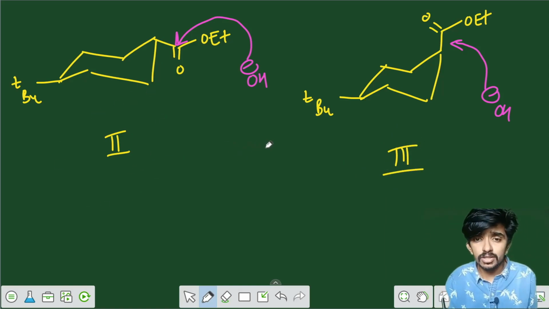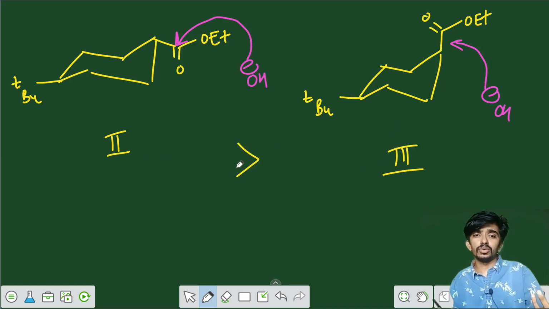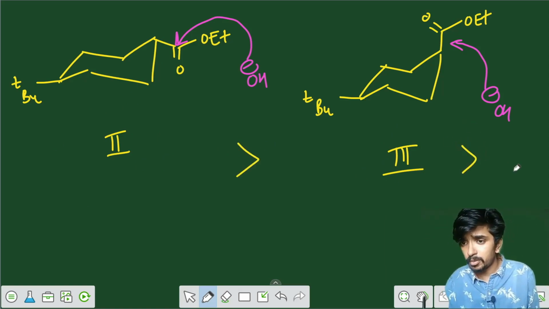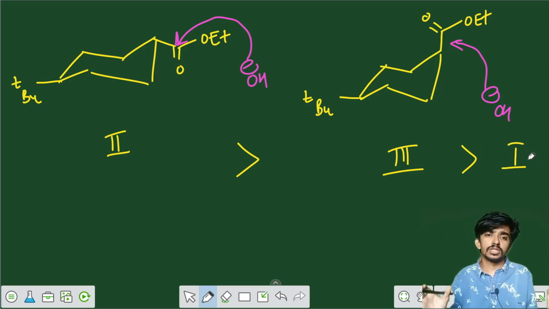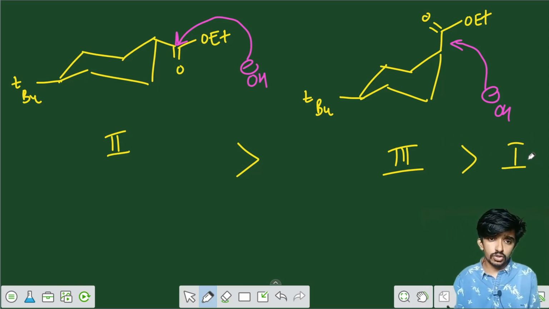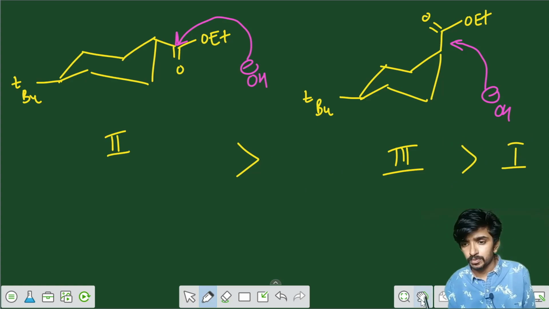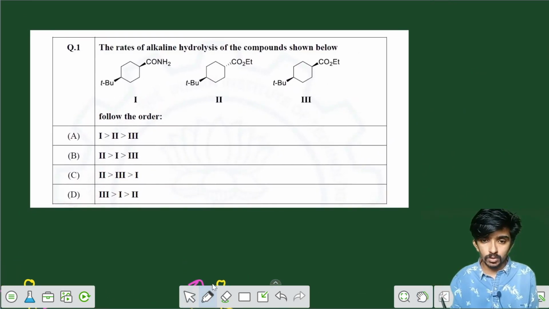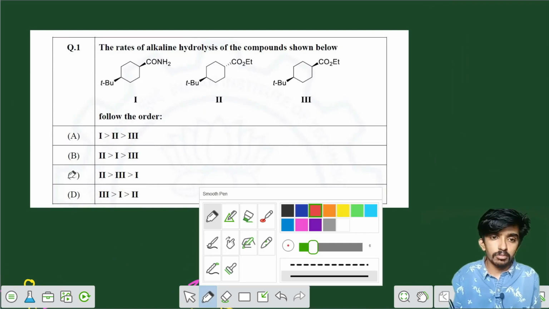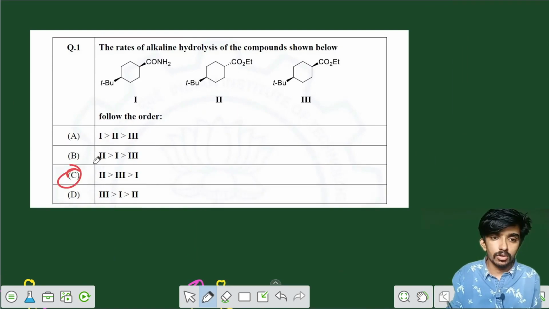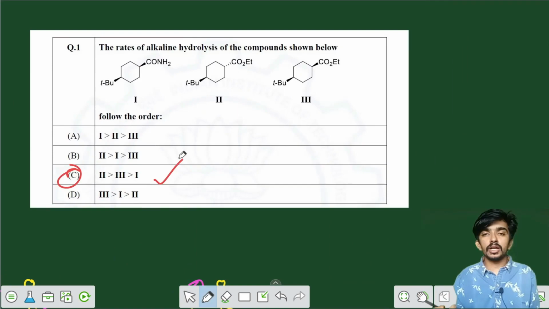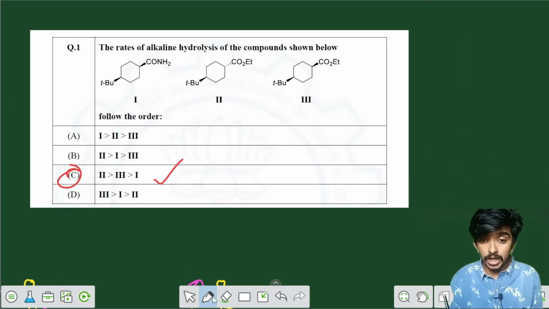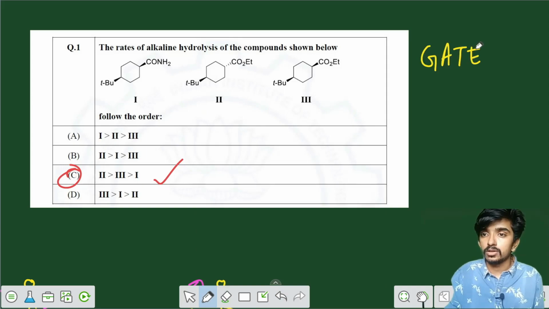So 2 will give us a faster rate of reaction as compared to 3, and as we saw previously, 1 will give us the slowest. So the rate of alkaline hydrolysis should be 2, 3 and 1. Which is the option number for that? Option number C. This is the correct option. This was asked in GATE 2021.